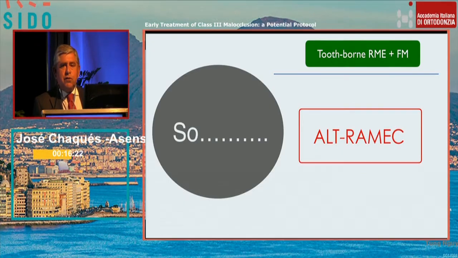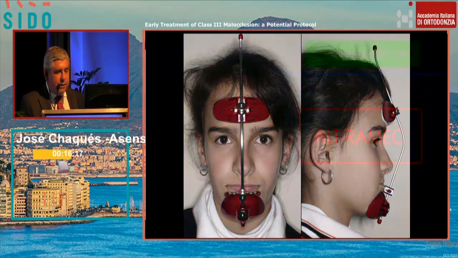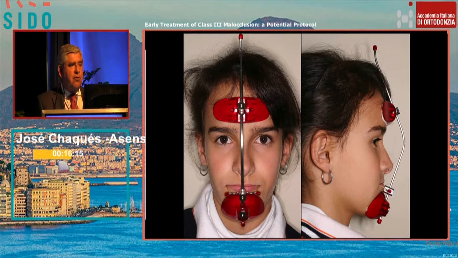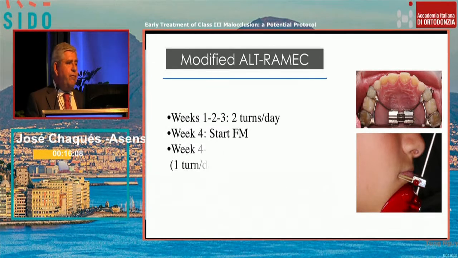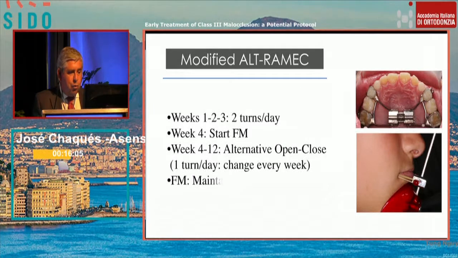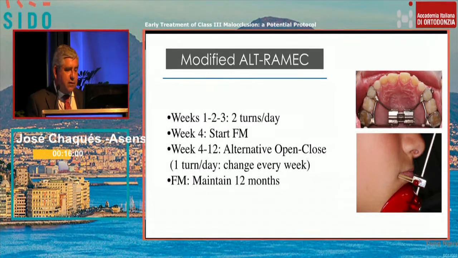So I decided to do something I don't do very frequently, which is Alramec. And I did Alramec with a conventional protection face mask. I decided to use a protocol that is slightly different from the one that has been exposed here and from the one from Liu. Weeks 1, 2, and 3, I did 2 turns per day. Week 4, I started the face mask. Week 4 to 12, I went with alternative open and close of the screw. And I maintained the face mask for 12 months.